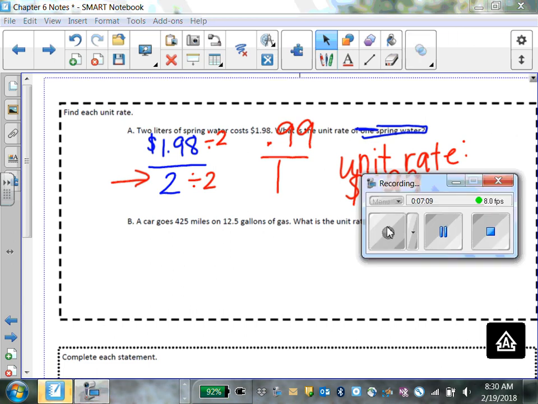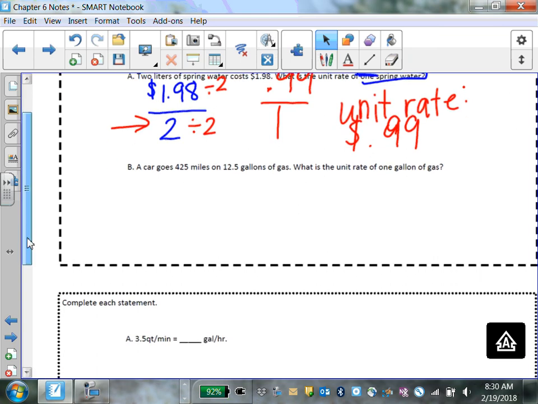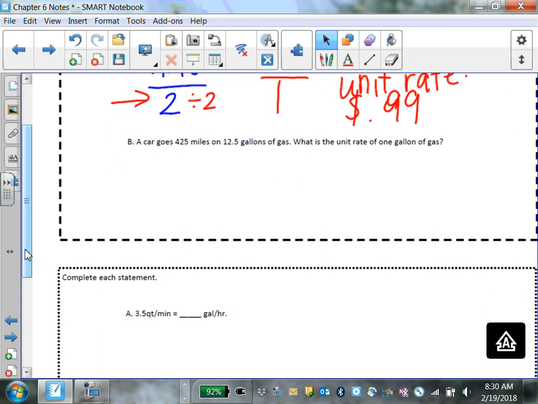First, you have to make sure you've read it correctly. So hopefully, it says a car goes 425 miles on 12.5 gallons of gas. What is the unit rate of 1 gallon of gas? So, Isaac, what is going to go on the bottom? Gallons or miles? Which one do I want to get to a 1? Gallon. So do gallons go on top or bottom? Bottom. So I put gallons because I'm trying to get gallons to 1. It says it. 1 gallon of gas. And then 425 on top.